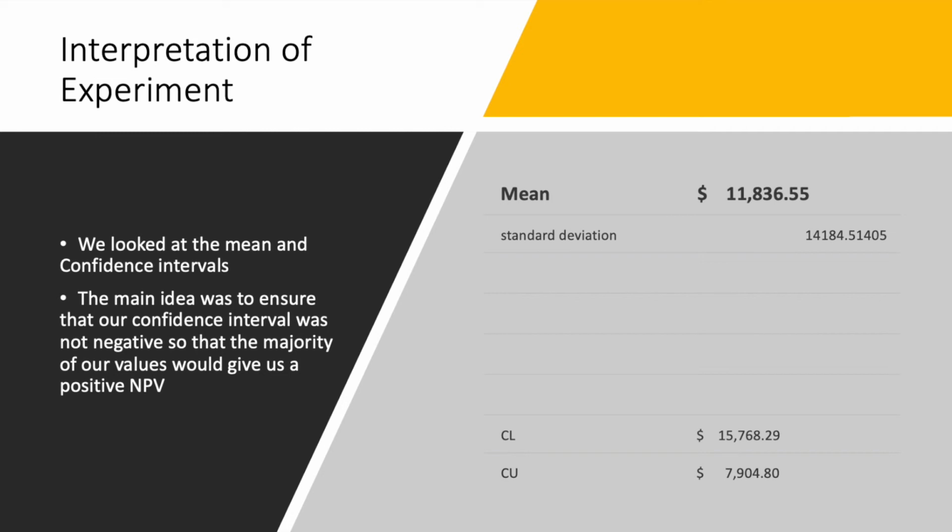The mean value is $11,836.55. A standard deviation value as well as upper and lower confidence intervals are shown. And the team focused on ensuring that our confidence interval was not negative, so the majority of our values would give us a positive net present value.